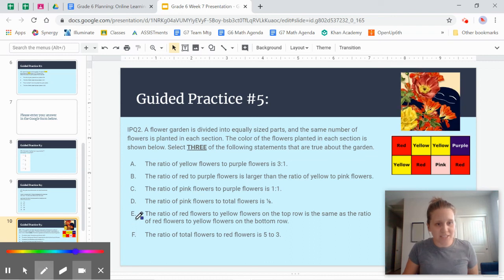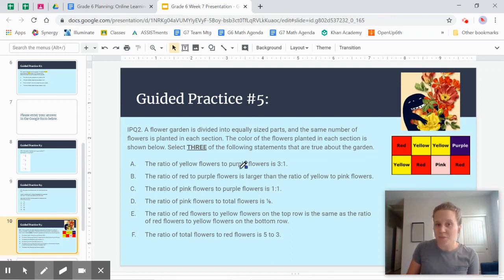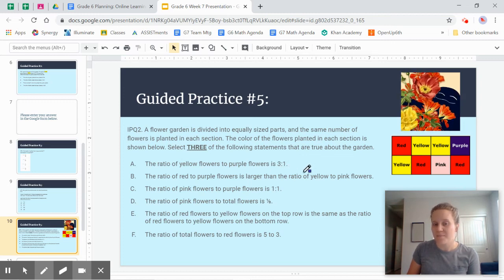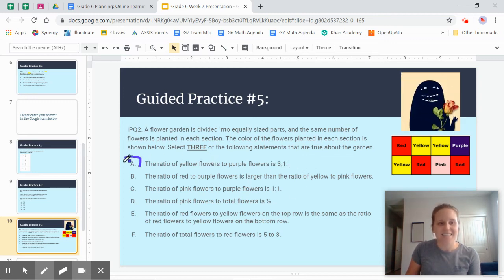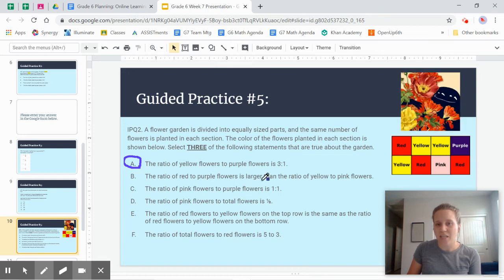It's okay if you didn't get a chance to finish all the way. What do you think? The ratio of yellow flowers to purple flowers is 3 to 1. A is true. That's right. There are 3 yellows for every 1 purple. B, the ratio of red to purple flowers is larger than the ratio of yellow to pink.